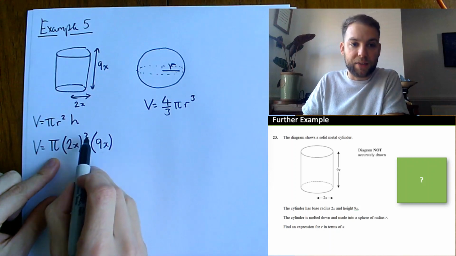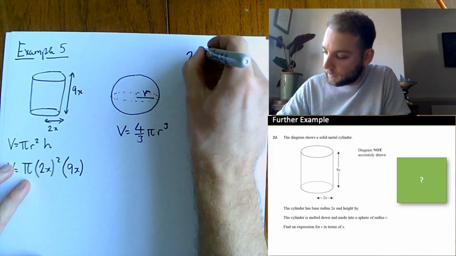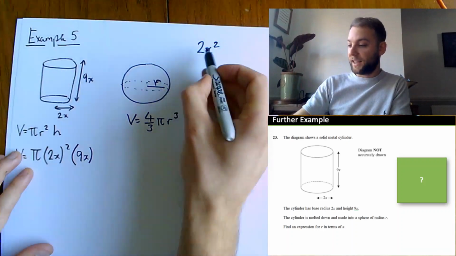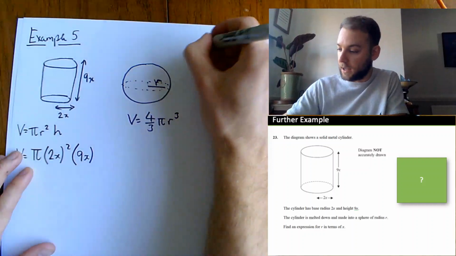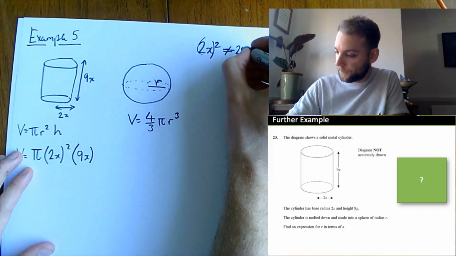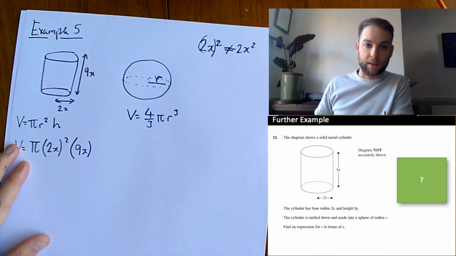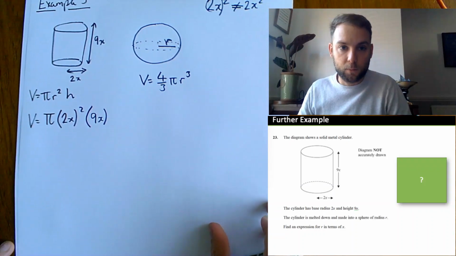Now it has to be this squared outside the bracket because a lot of people make this mistake and write this 2x squared, and they forget that it's all of this squared. It has to be the whole of the radius squared. We can't just write 2x squared. It's not the same. Stay away from that.